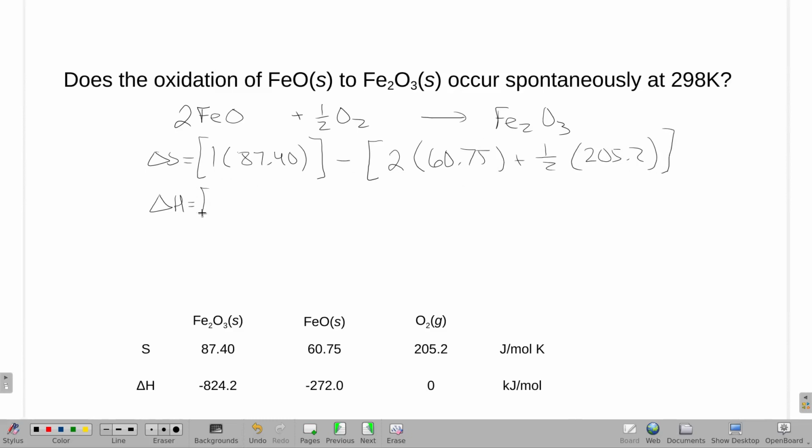Before I do the calculation, I'm going to go ahead and write out what I'm going to do with my delta H. So this is negative 824.2, and this is negative 272.0, and oxygen has a heat of formation of 0 because it's in one of those standard states. Alright, so let's do some math.